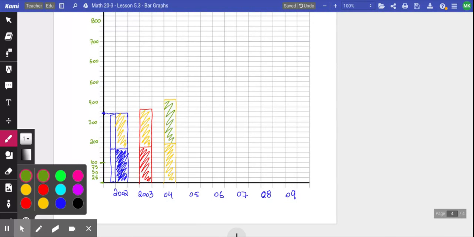Cool. Remember that at the end of this unit, we're going to be doing a project for our last week of December here. And you will have to make a bar graph. You'll have to make every type of graph that we learn in your little project. Cool.